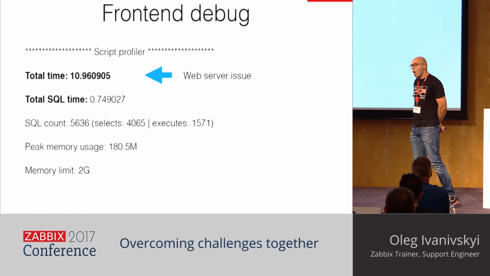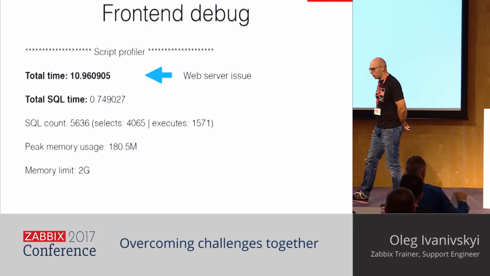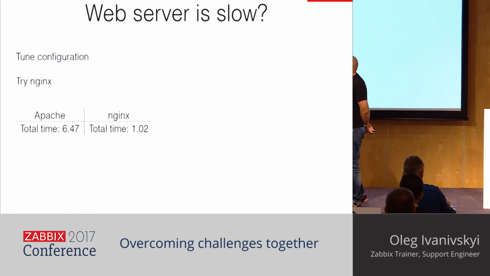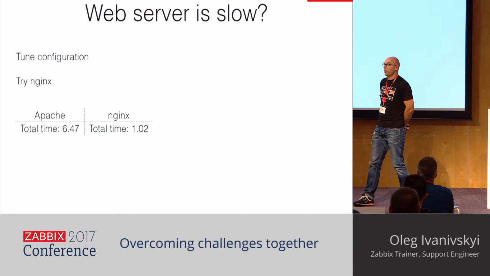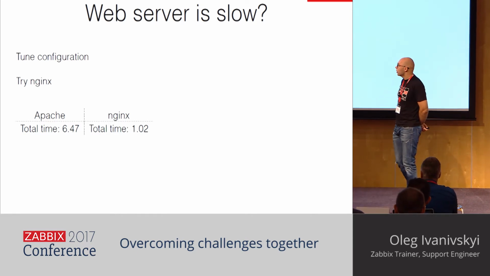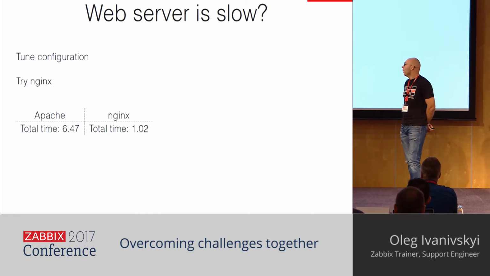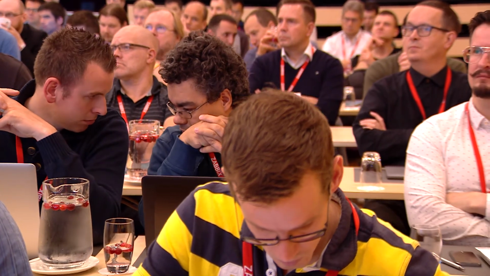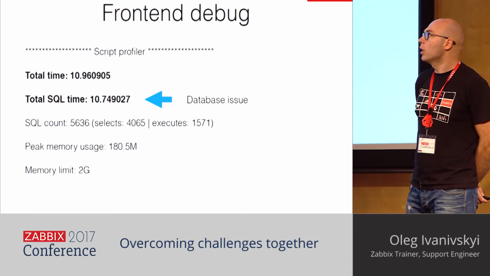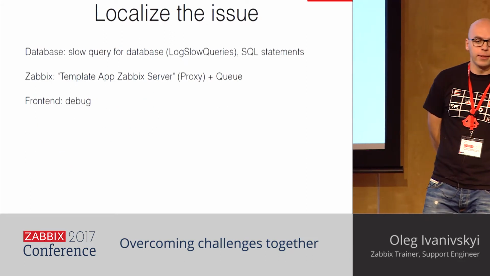If thinking about such an issue, you can probably recall also such a solution. First of all, check the Apache configuration file and perform some changes if necessary. As an option, you can try Nginx. From our experience, it will work faster than Apache as well. So if you have a huge instance, try Nginx, again, our recommendation. If you have such debug for the frontend where SQL time is high, but total time is almost the same, it's because of a slow database. So you can use such options to localize the issue.